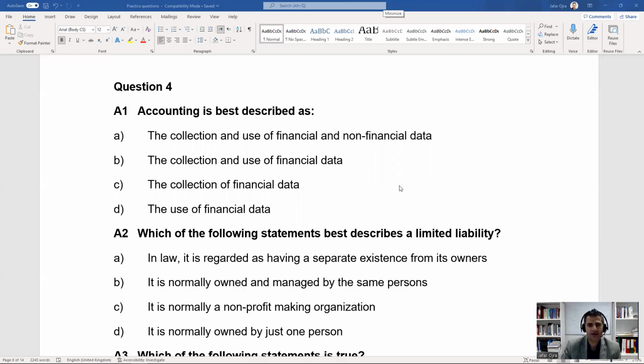Question number 4, we have a few multiple choice questions here. So the first question is, accounting is best described as, if you look at A, the collection and use of financial and non-financial data. B, collection and use only of financial data. C, collection of financial data. And D, the use of financial data. I mean, the answer is A. Usually accounting is the collection and use of both financial and also non-financial data. So the answer is A.